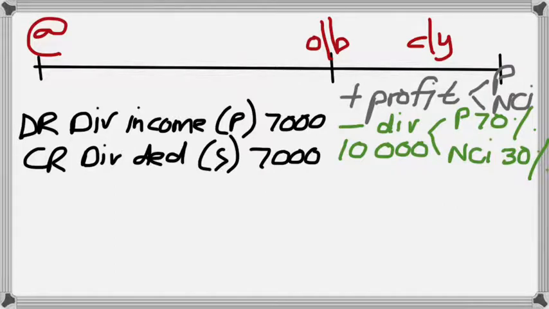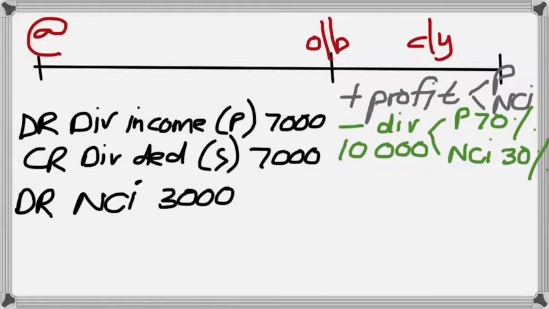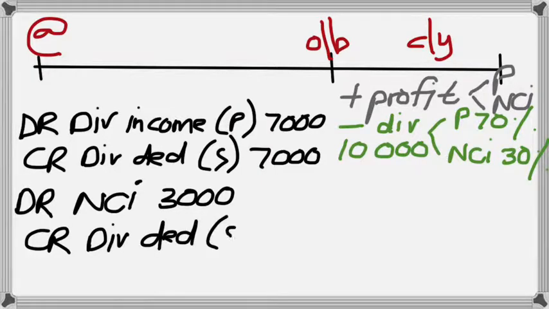What would we do for the 10,000 Rand declared to the non-controlling interests, for the 30%? We have explained that the debit would be to non-controlling interest because the equity of the subsidiary decreased, NCI would also have to decrease with their 3,000 Rand dividend. The credit to that is also the dividend declared by the subsidiary for 3,000 Rand.